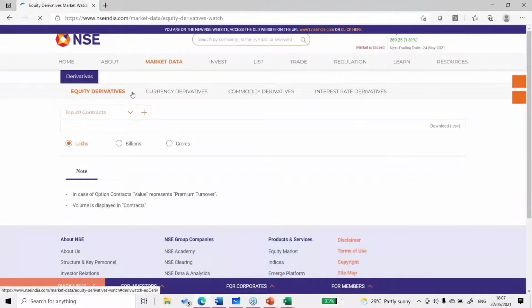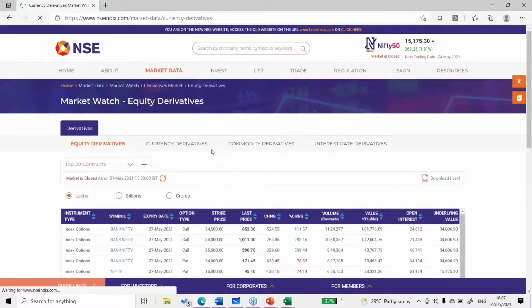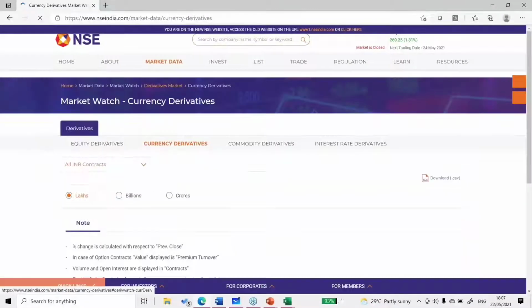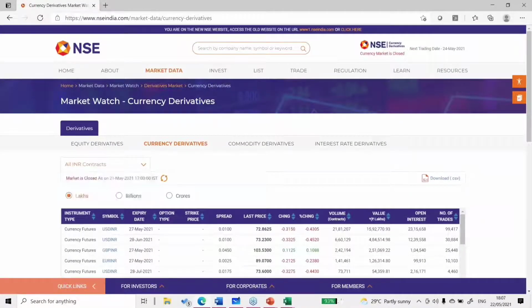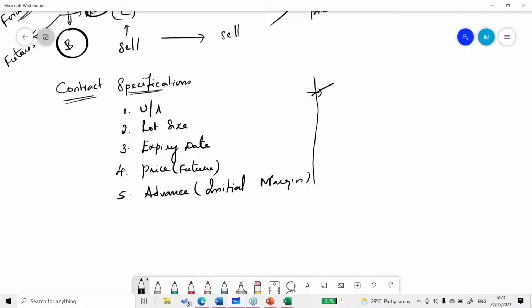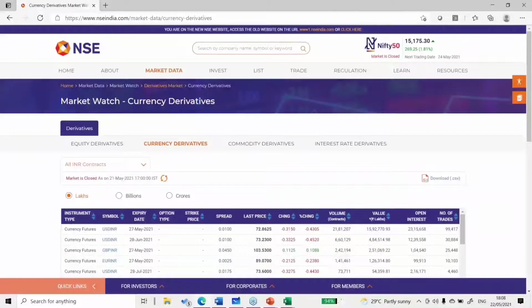Here we have the entire segment of currency derivatives, and similarly commodity derivatives. Once you choose currency derivatives, we need to see what type of currency we are planning to buy. There are two major segments: one is the INR contracts, the other is cross currency contracts. Let's look at the INR contracts first, and then we'll look at the cross currency contracts. As we all know, for the INR contracts we have 4 currency pairs, as we discussed yesterday: USD INR, Euro INR, GBP INR, and JPY INR.